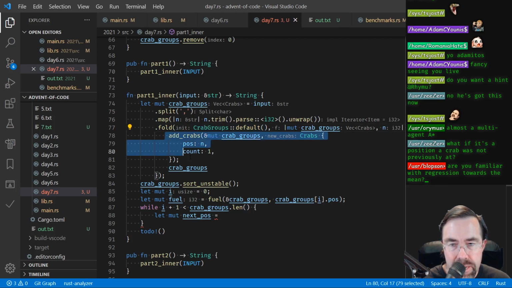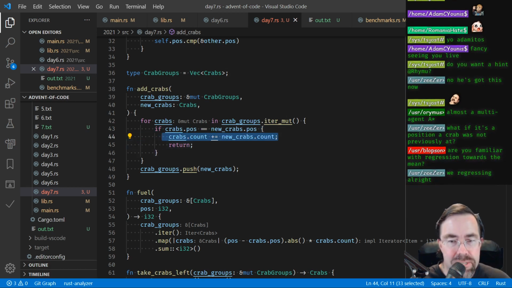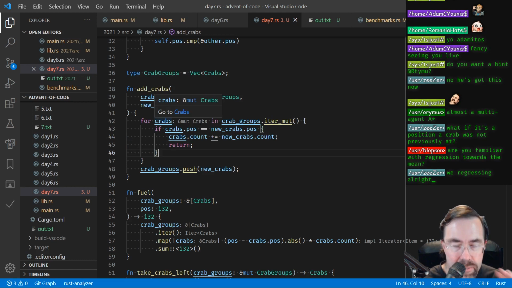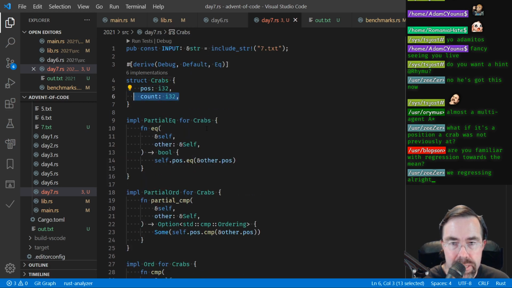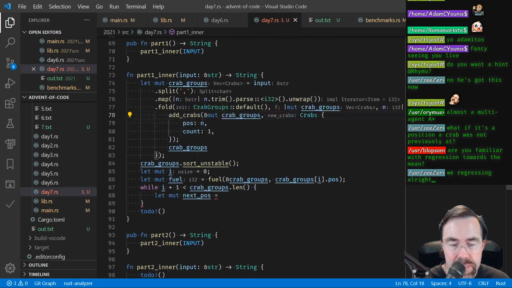For every crab, we call this add crabs, which is going to walk through that list and find if there already is a crab at a certain position, we just stack them. So we have a counter for each position. And if we can't find any position where a crab is already placed, we just add a new group. So each of these groups is just a position and a count, right? And we have a vector of those. So in the end, we get a vector of positions and counts, and then we sort them.